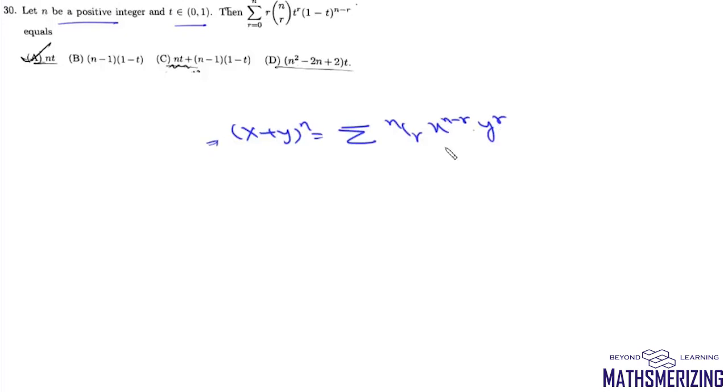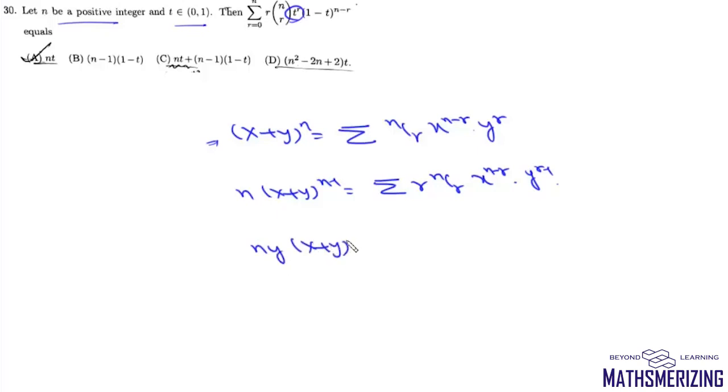Now we'll partially differentiate it with respect to y. We'll write n (x plus y) to the power n minus 1, and then summation r into nCr x to the power n minus r into y to the power r minus 1. Now we'll need to restore its power to r, so we'll multiply it with y. We'll get n y into (x plus y) to the power n minus 1, and it'll be equal to summation r nCr x to the power n minus r into y to the power r.